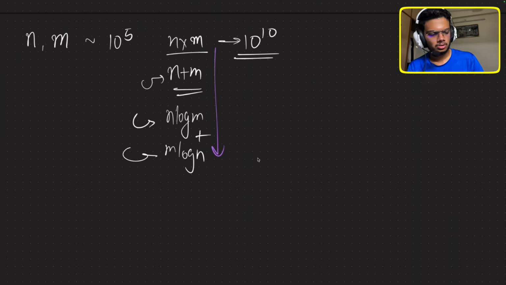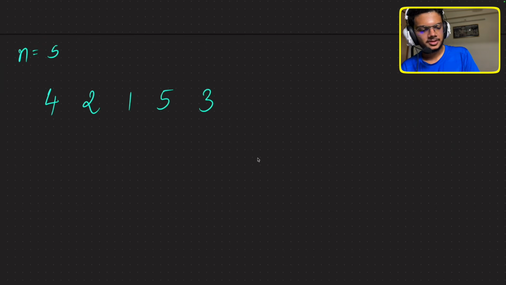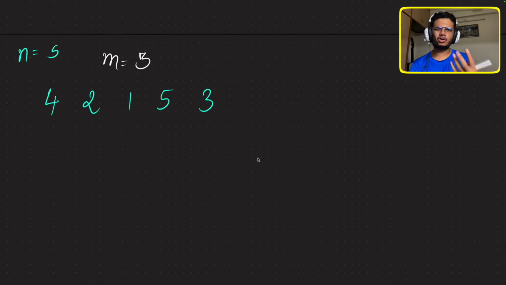Fine. Now what next? Let's take an example test case and try to understand this question a bit more. Let me take the same example. We had n equals 5, and the elements given were 4, 2, 1, 5, 3, and m was 3. So there will be 3 operations, not rounds. What is an operation? Simply swapping 2 elements in the array.